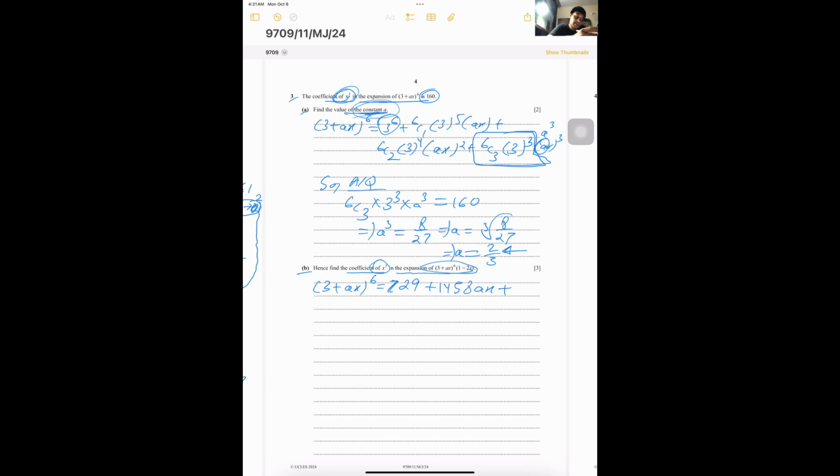6C2 into 3 to the power 4, so 1215 a squared x squared plus 6C3 into 27, which is 540 a cubed x cubed plus, so that is that. Then we'll multiply this with this, so 1458 ax plus 1215 a squared x squared plus 540 a cubed x cubed and (1 minus 2x).